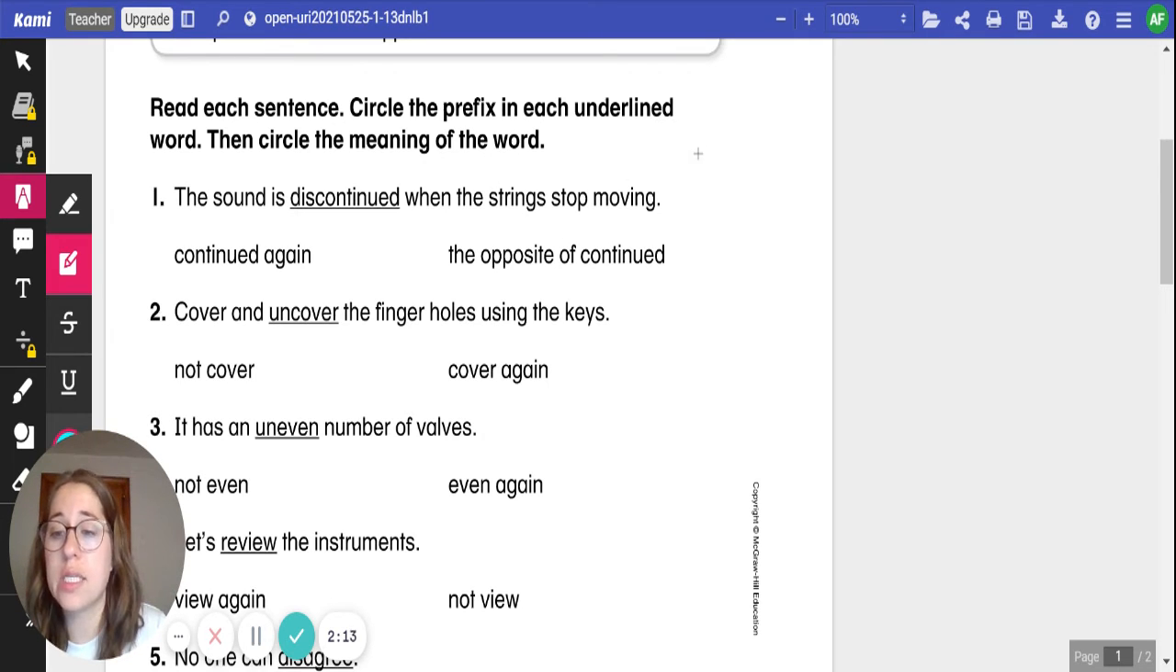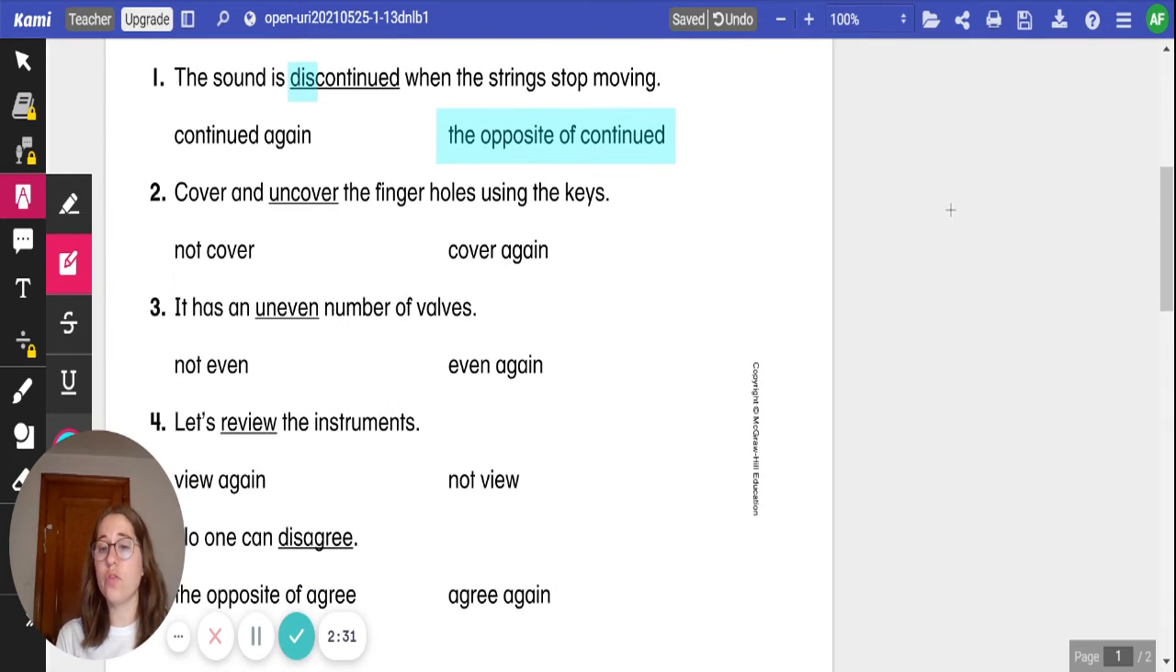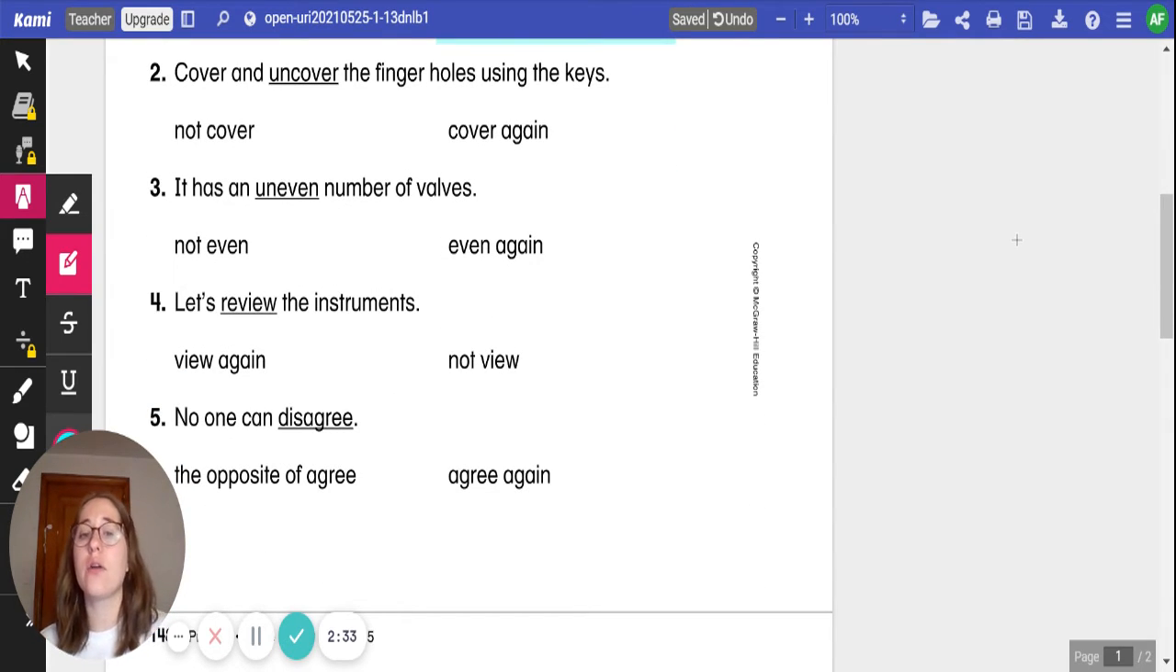Our underlined word is discontinued. I see our prefix at the beginning, dis, D-I-S. I remember from our chart that dis means opposite. So I'm going to highlight our meaning that discontinued means the opposite of continued. For number 2, cover and uncover the finger holes using keys. Our underlined word is uncover, and our prefix is un, U-N. Un, I remember from my chart, means not cover, so I'm going to highlight not.